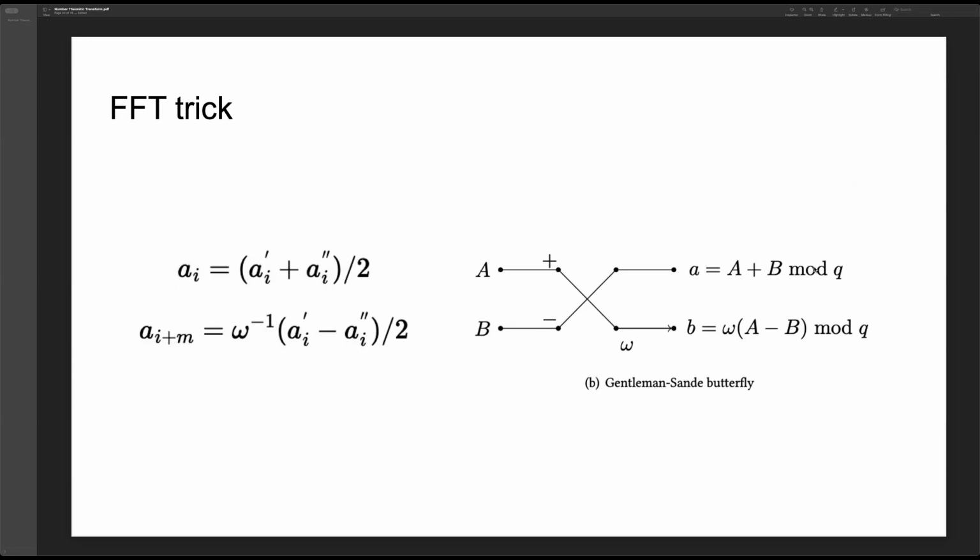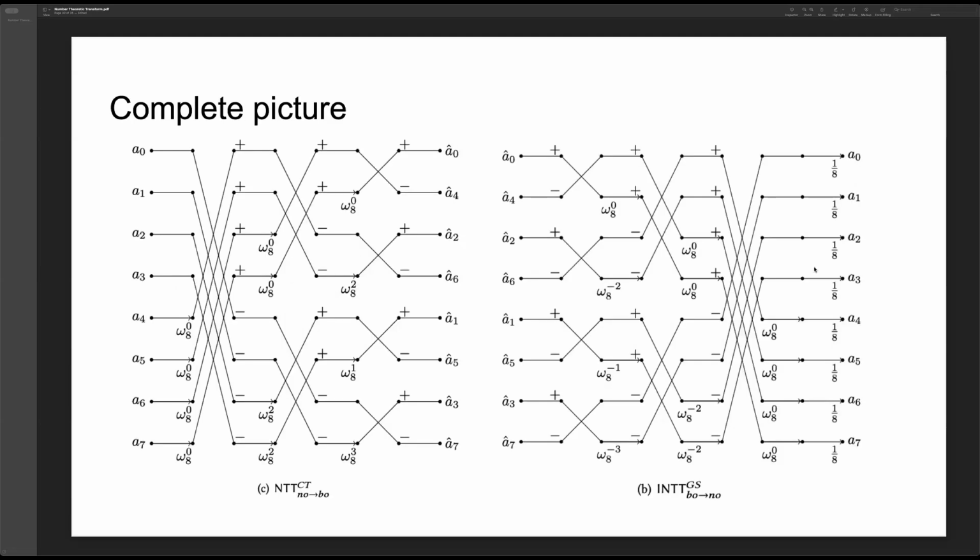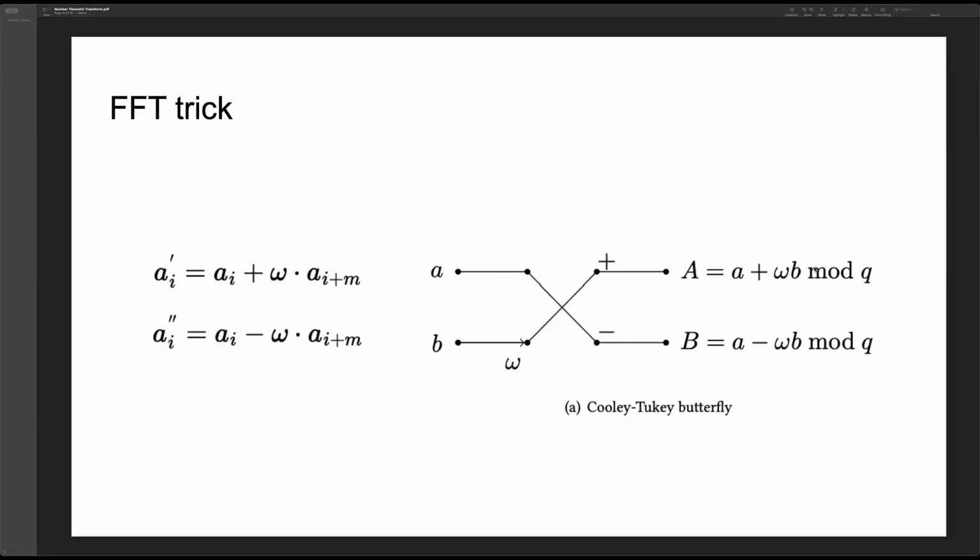Okay, then this is pretty much the full picture with the NTTs. There are two types of butterflies here. I'll explain the notation first. On the left side, you have the forward transform, where you use the Cooley-Tukey butterfly presented here. So you have A plus omega B for big A, and for big B, you have A minus omega small b.